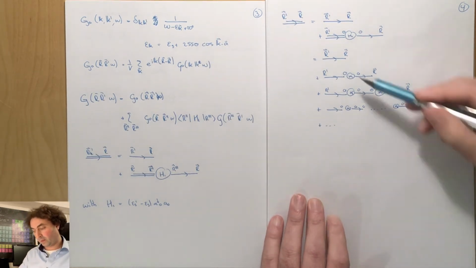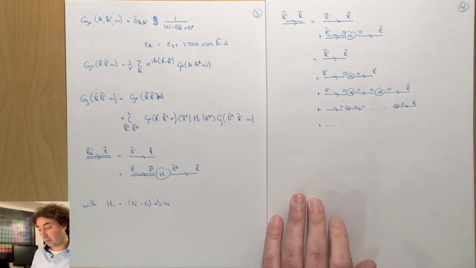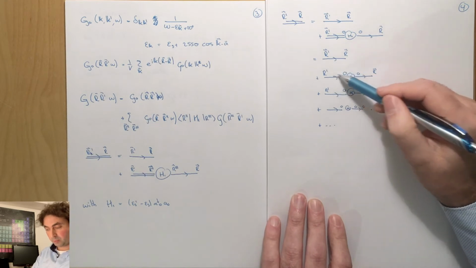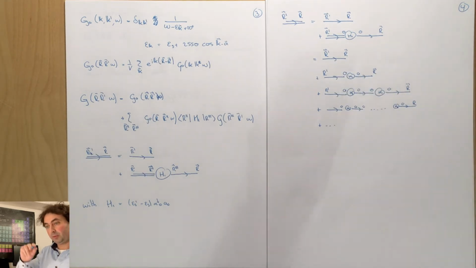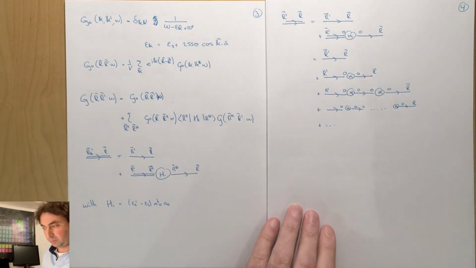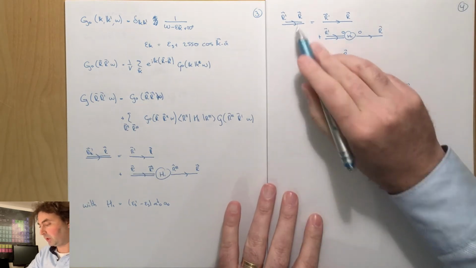We can have 0 interactions, 1, 2, 3, 4, 5, etc. And you always move to the impurity, and then you move from the impurity back to the impurity, or you move 2 times back from the impurity, 3 times. And we have to sum all those possible paths in which you can move from r prime to r.